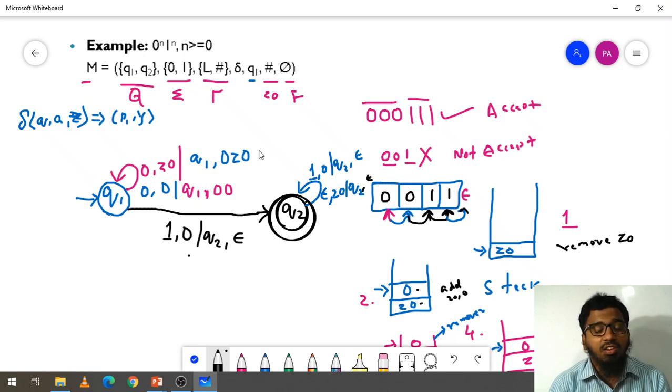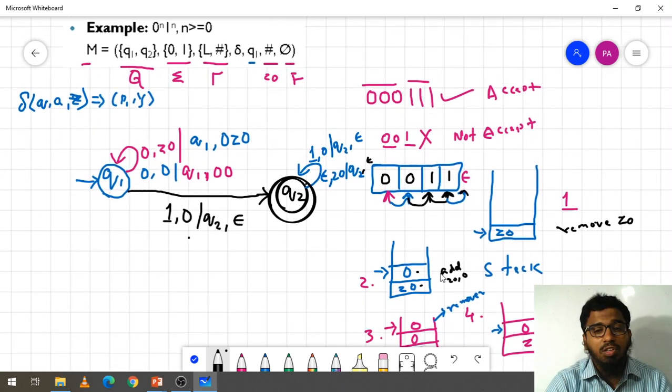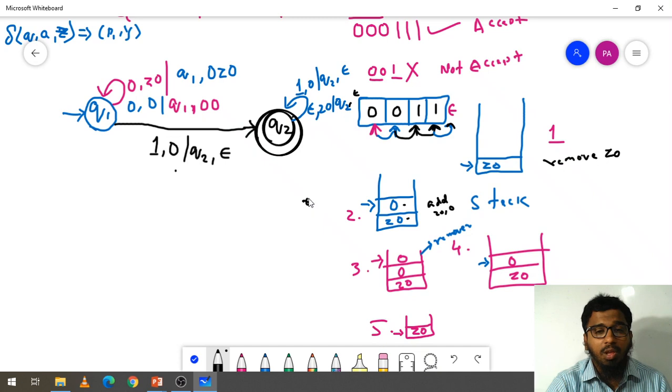Okay. So this is the thing. Why are we adding 0 in the stack? Because that is the rule. Whenever we have a 0, we need to add it in the stack. Next, Q1, our header is moved to the next symbol, that is 0, on another 0, and what is at the top of the stack is 0 only. So 0 comma 0, then we need to remove this 0 from here and add 0 and 0.